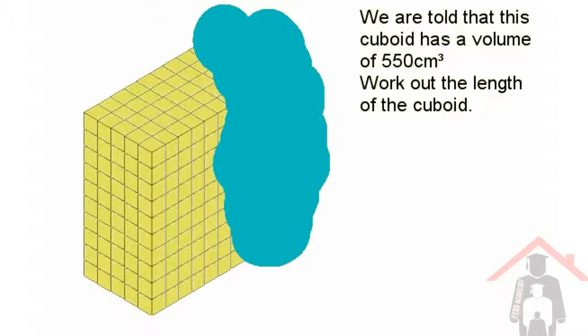This is one of the harder questions that you might get on volume. We know the volume of this cuboid and we need to work out the length. To do this, we're going to use the formula. If I look at the diagram, I can see that the width is 5 and the height is 10.